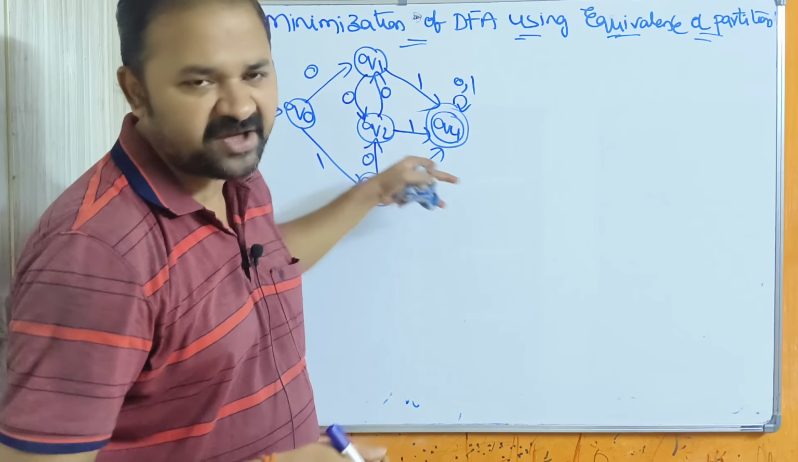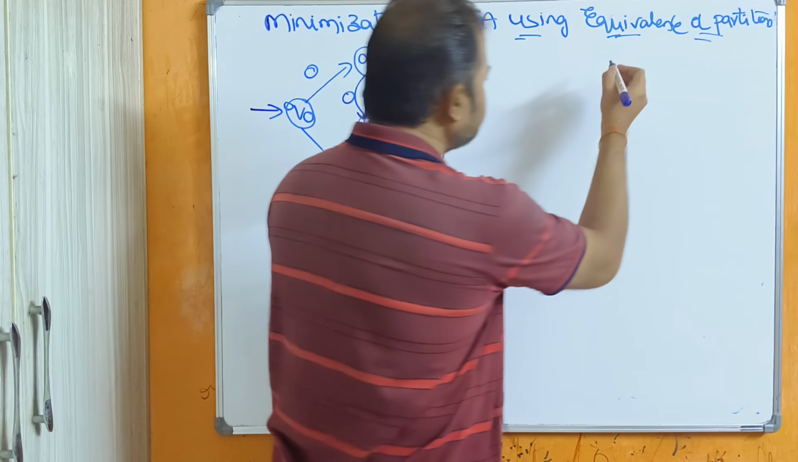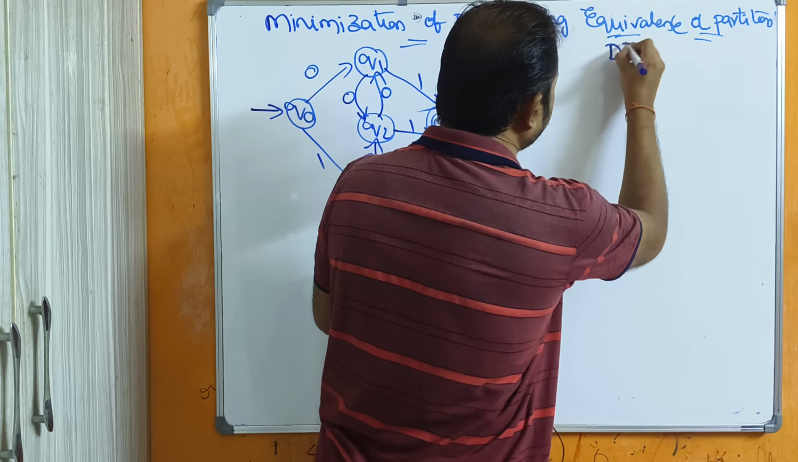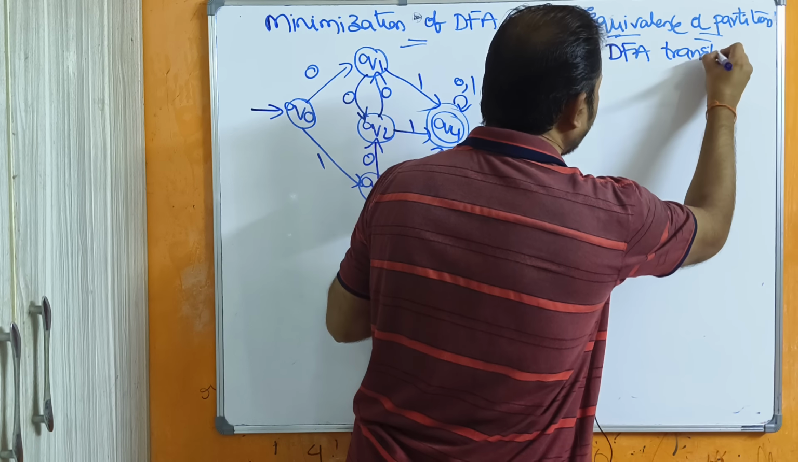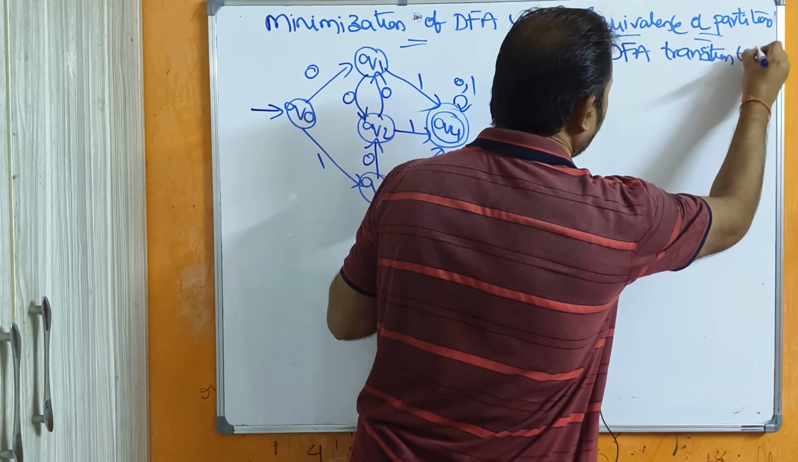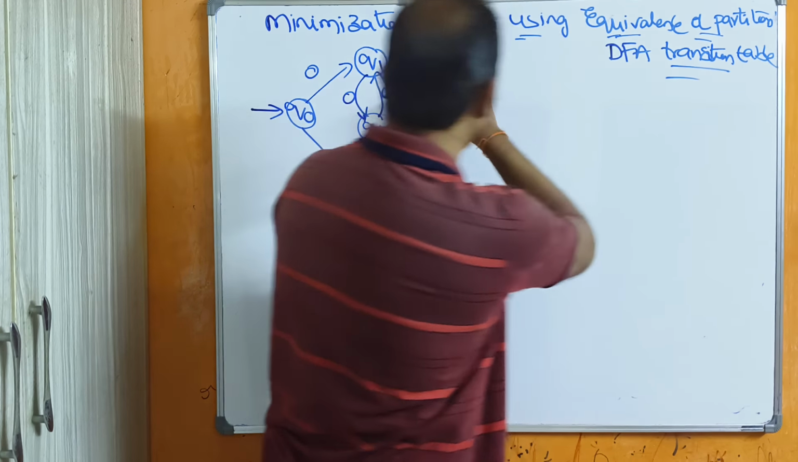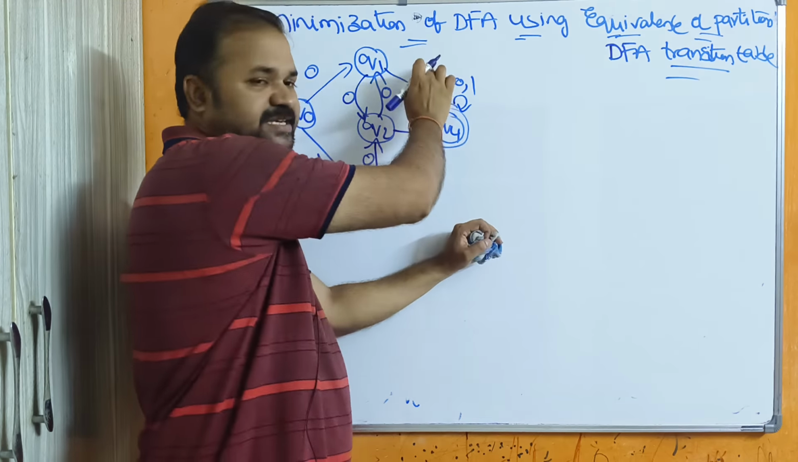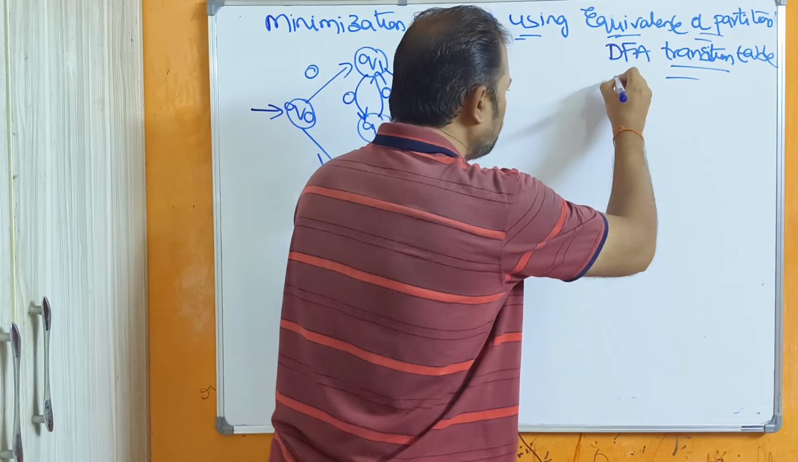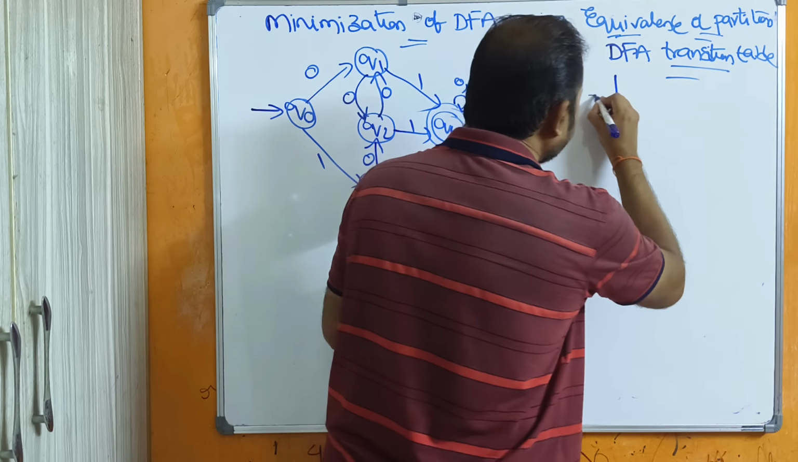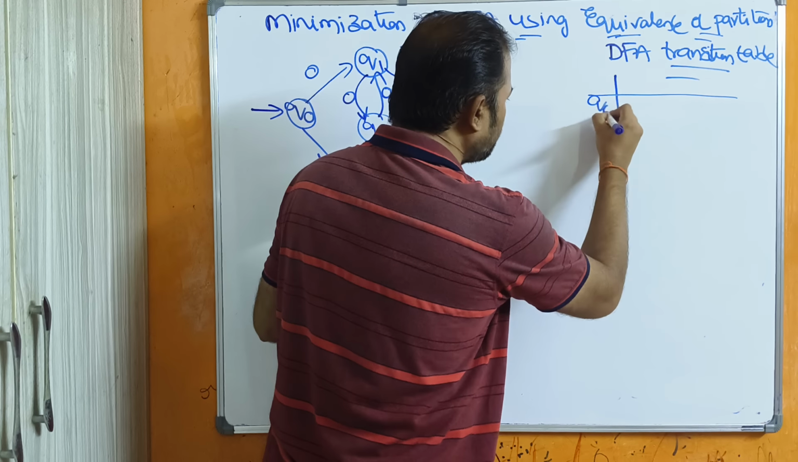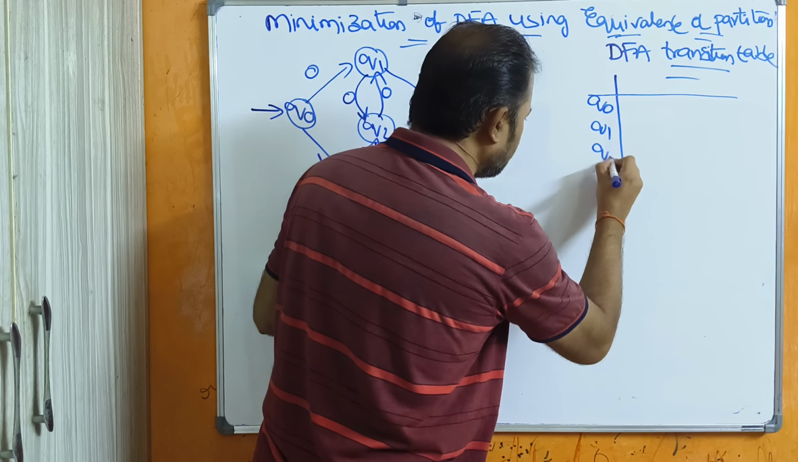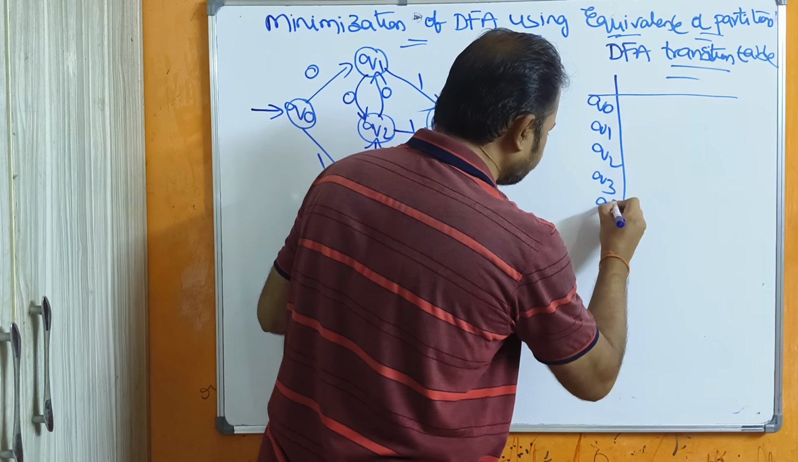So this is the DFA transition diagram. For this diagram, we have to construct the DFA transition table. In the examination, a transition table may be given or a transition diagram may be given. So this is the transition diagram, and that is the transition table. We know that a table means rows and columns. So here the states are from Q0 to Q4: Q0, Q1, Q2, Q3, Q4.